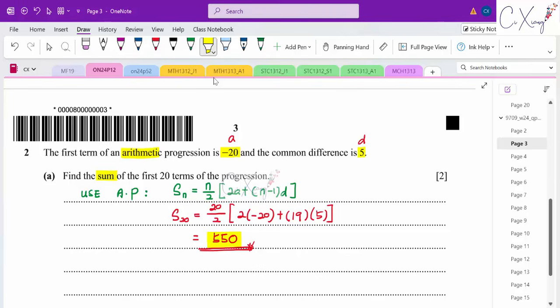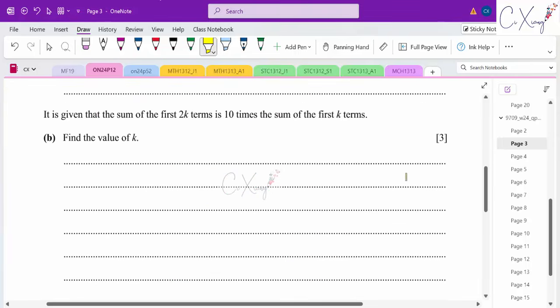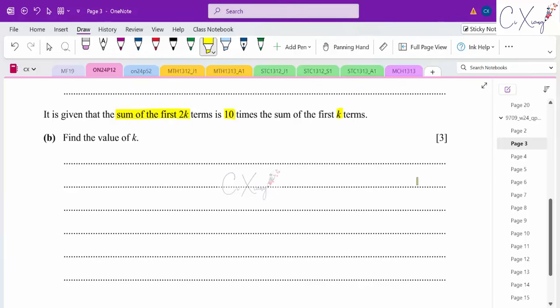Okay, all right, so let's proceed to part b for this question. For part b now, they are telling us that sum of the first 2k terms is 10 times the sum of the first k terms. I want to translate this particular sentence into a symbol here. Sum of the first 2k terms means S2k. Sum of the first k terms means Sk. Alright, then it is 10 times of Sk. So when I want to write out in this equation, it will become something like this. S2k equals to 10 times of Sk.